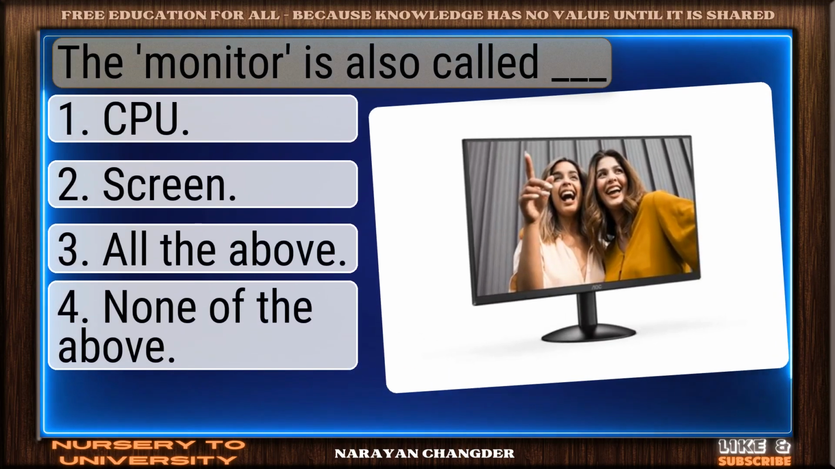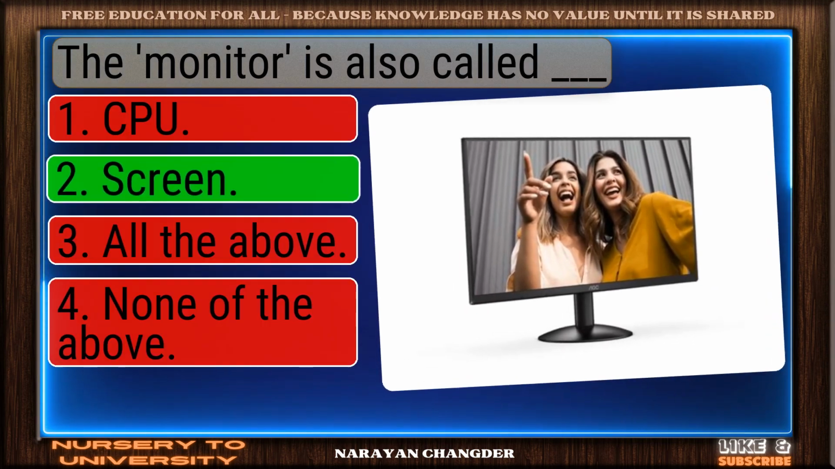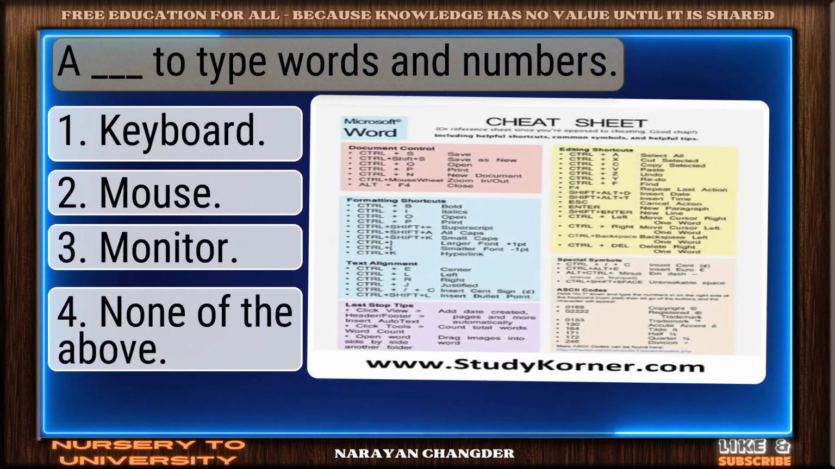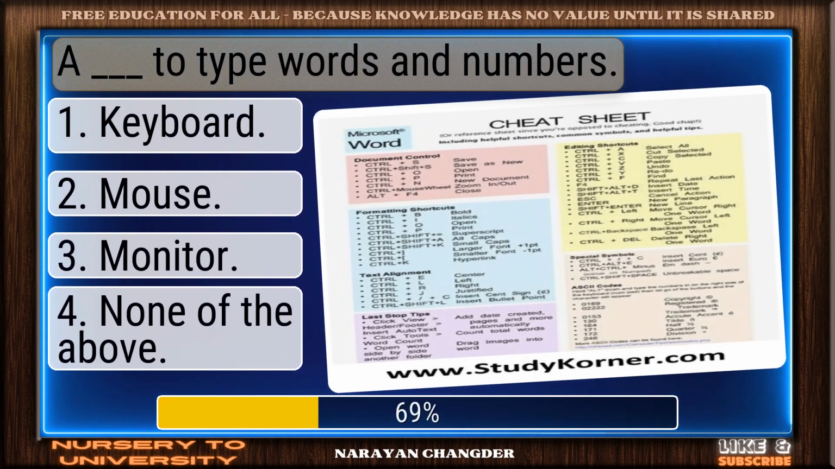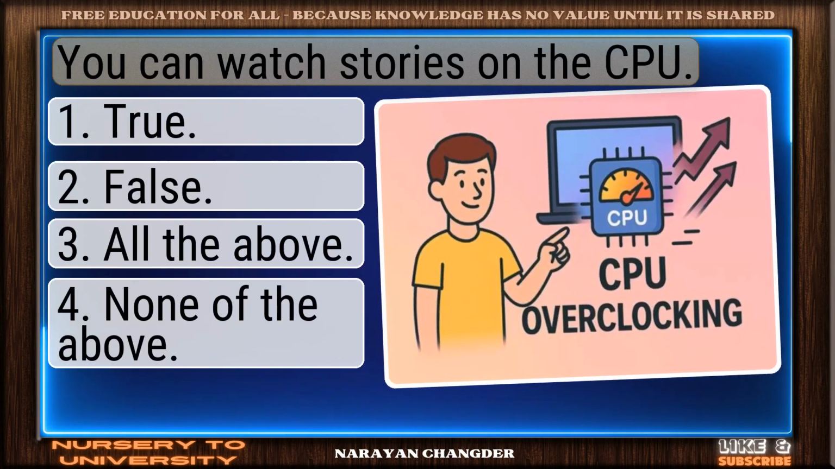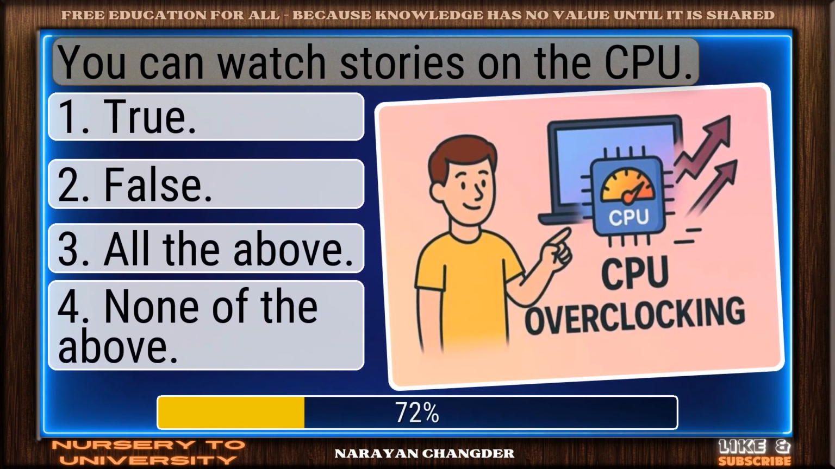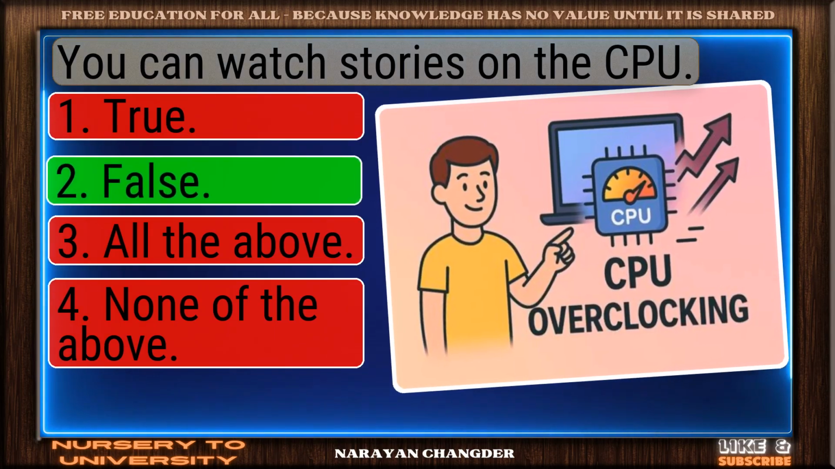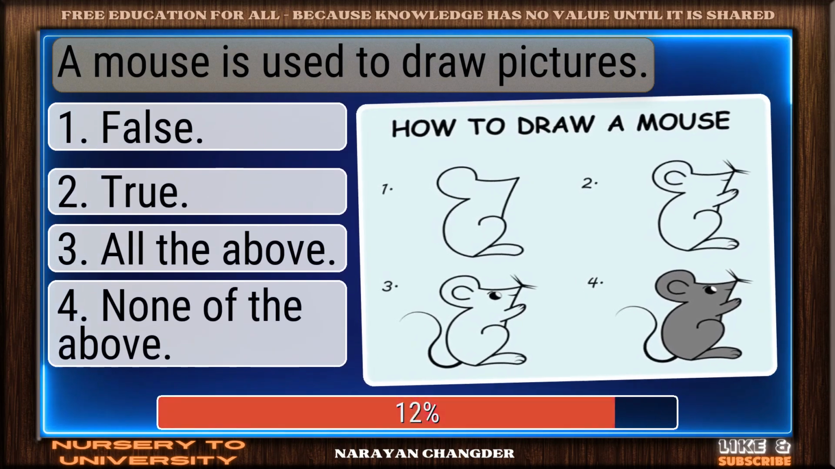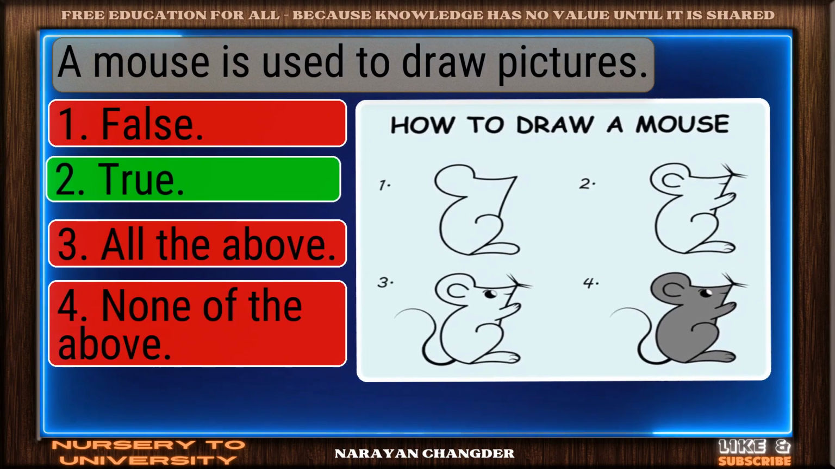The monitor is also called dash. Nicely done. Screen is solid. Is dash to type words and numbers? Right choice. Keyboard is best. You can watch stories on the screen. Strong choice. False is right. A mouse is used to draw pictures. Great job. True is accurate.